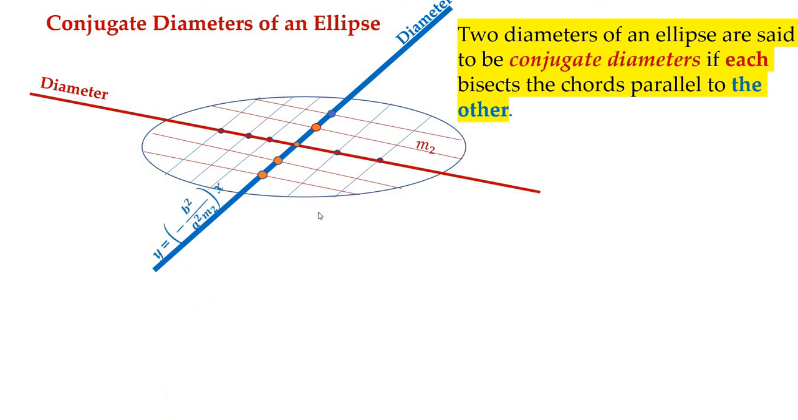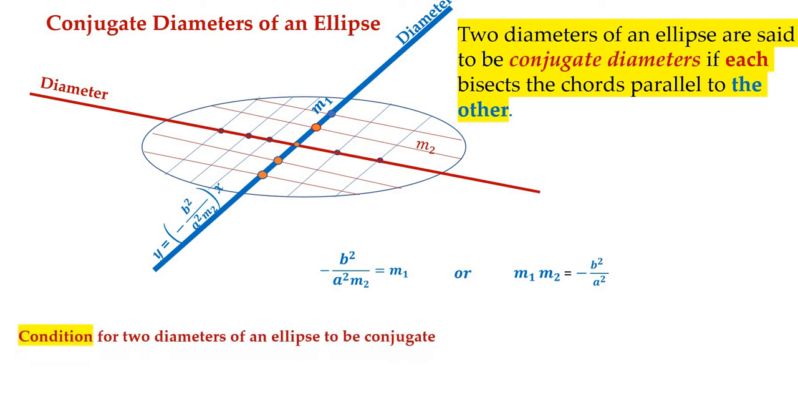If we know the slope of this one to be m2, then the diameter will have its equation as this. But already we know that the slope of that is m1. So we can equate the slopes, and from that we get this. So if we have two diameters with slopes m1 and m2, then for them to be conjugate diameters the product of the slopes has to be minus b square by a square. So the condition for two diameters of an ellipse to be conjugate is m1 m2 equal to minus b square by a square.